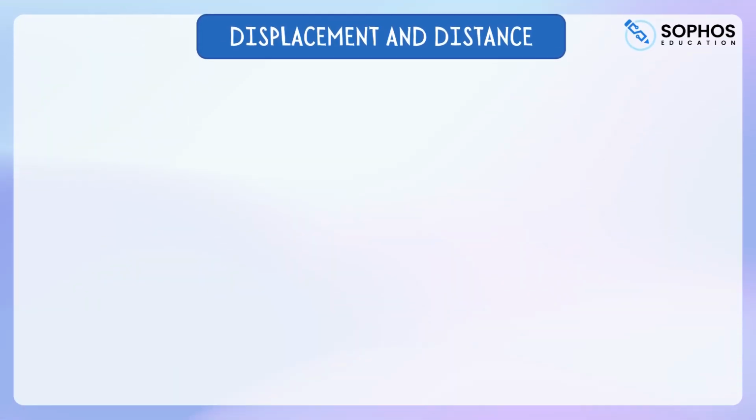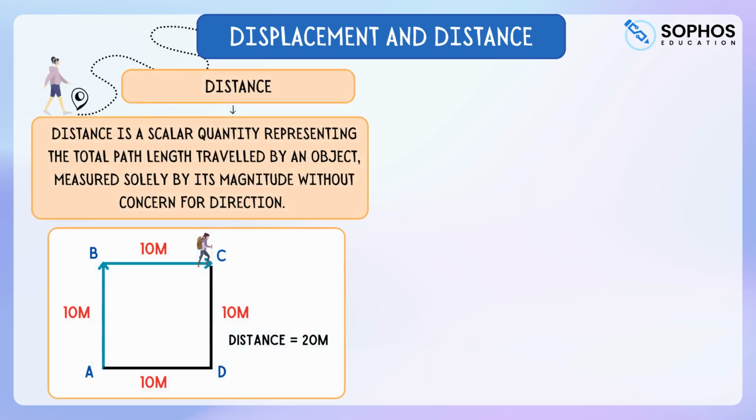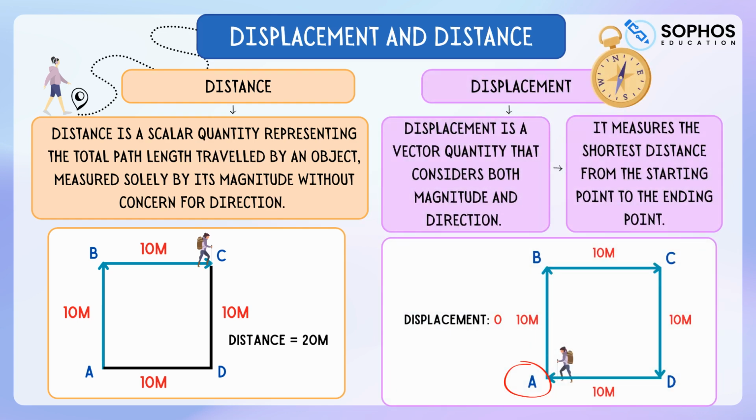In today's lesson, we delved into the differences between distance and displacement. We learned that distance is a scalar quantity representing the total path length traveled by an object, measured solely by its magnitude without concern for direction. Displacement, on the other hand, is a vector quantity that considers both magnitude and direction. It measures the shortest distance from the starting point to the ending point.